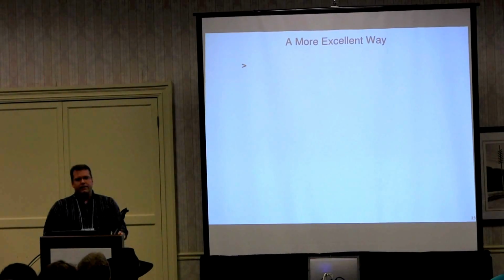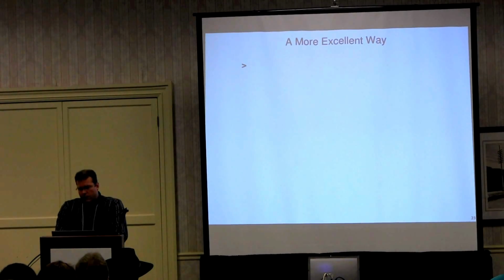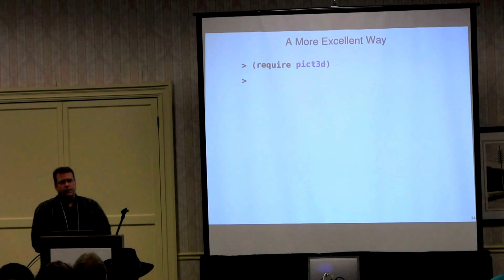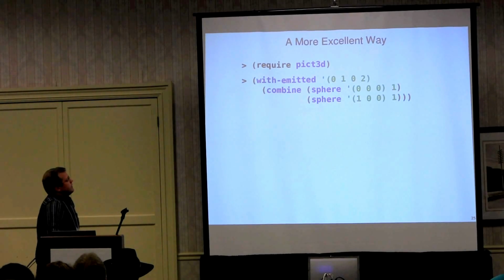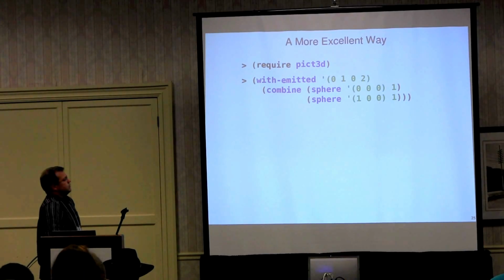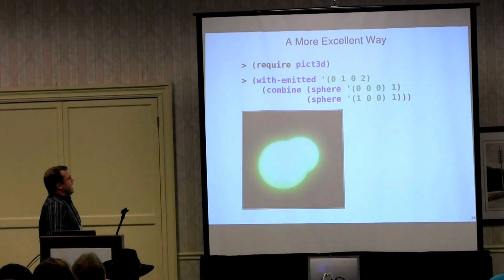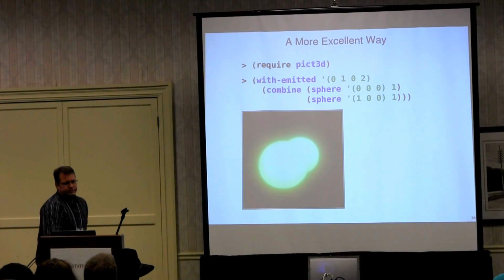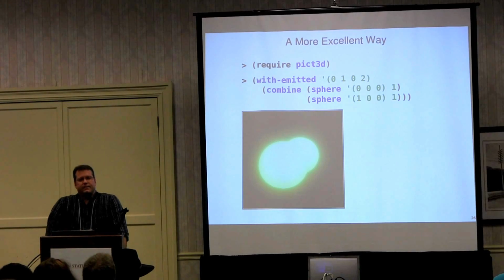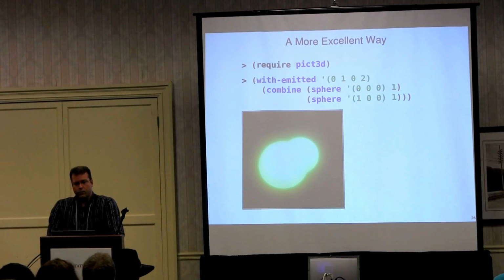We can do better than that. Here's a more excellent way. On top, I've also been making a wrapper around the 3D engine. I'm calling it Pix3D. So you require Pix3D, and you can write something like this with an emitted color of red 0, green 1, blue 0, and it's 2, which is its intensity. It's kind of glowy. Combine these two spheres. One says one place and one's in the other place, and you get that at the Dr. Racket REPL. This is actually still not very satisfying because it's only one projection of these.